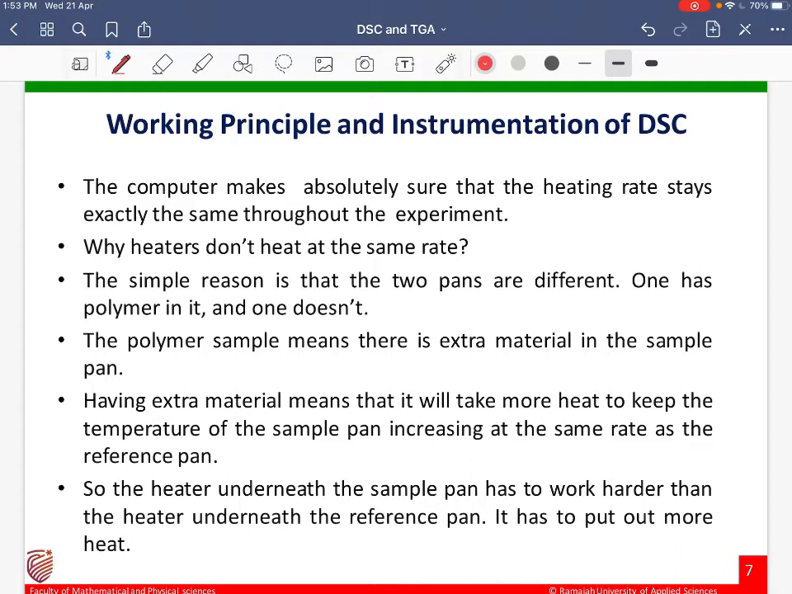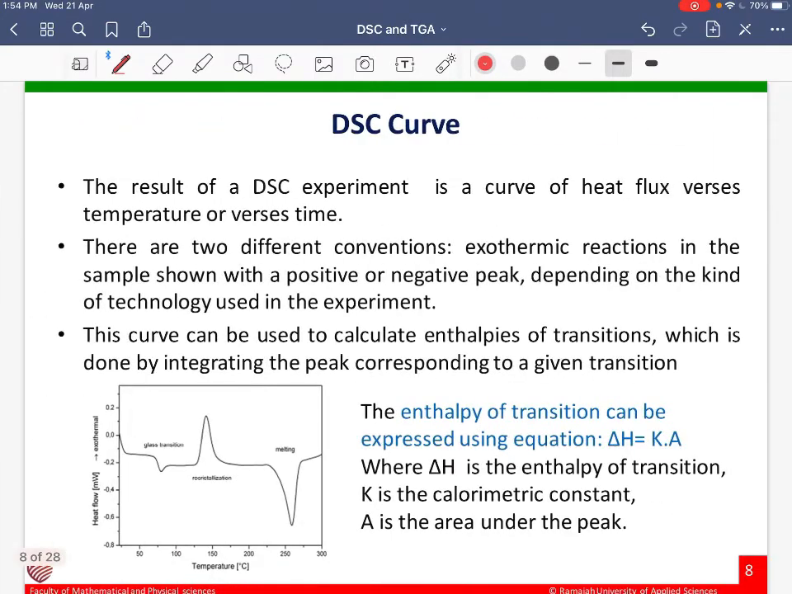That's why, to maintain zero temperature difference between the sample pan and the reference pan, we require two different heater systems. Otherwise, if the same heater system supplied both, the sample pan would definitely not reach the same temperature as the reference pan, because some of the heat would be used to heat the sample present in the sample pan. That's why we require two different heaters.